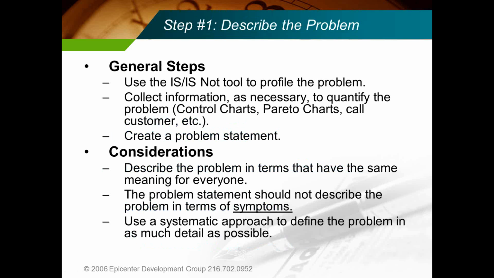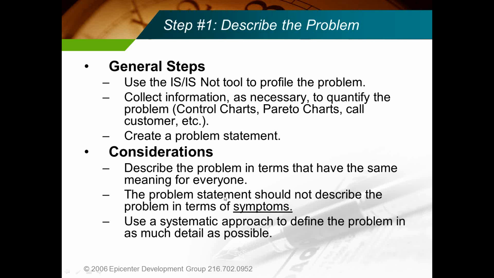So the first step is always describing the problem, and it's really like building a foundation of a building. If you don't describe the problem properly, you can't really solve it. And there's some different tools out there. There's an is not tool we'll talk about in a second. You can collect information as necessary to figure out what the problem is. That could include developing control charts, Pareto charts. You could call a customer. And then you create a problem statement.